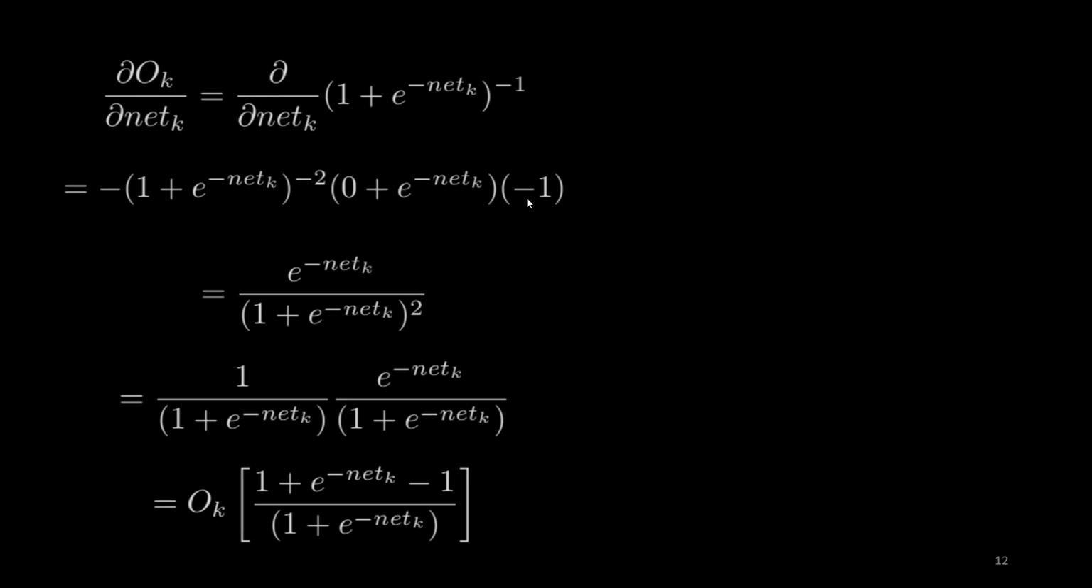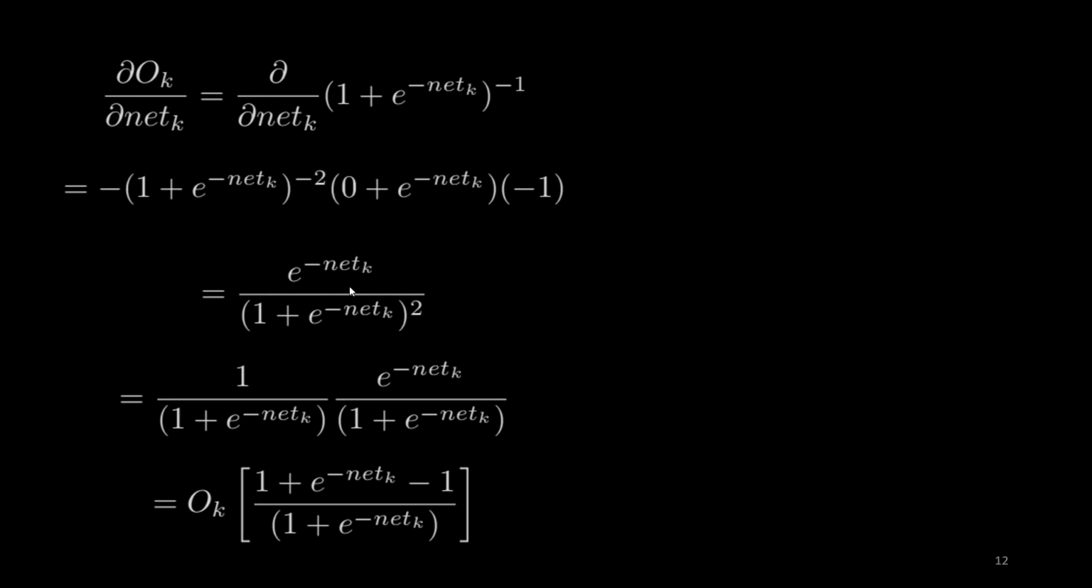Now let's simplify it. This -1 and this minus will become plus. Then this 0 plus the exponent term, we will only get the exponent term. And this term is raised to the power -2. Now I can move it to the denominator, so it will become +2. So after simplification, this term will become this term.